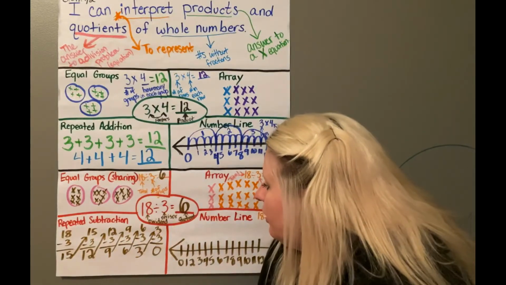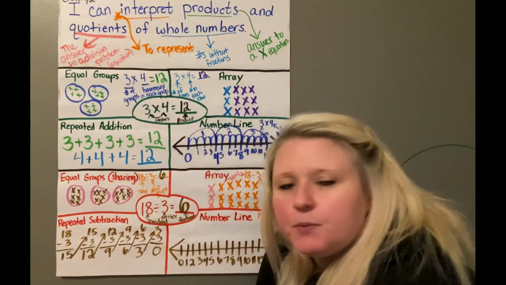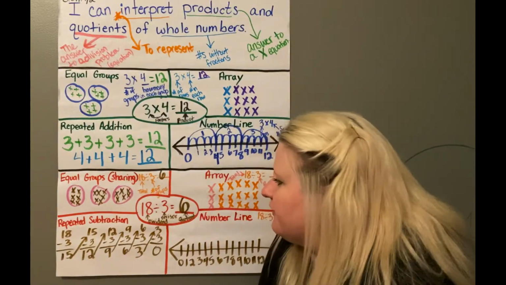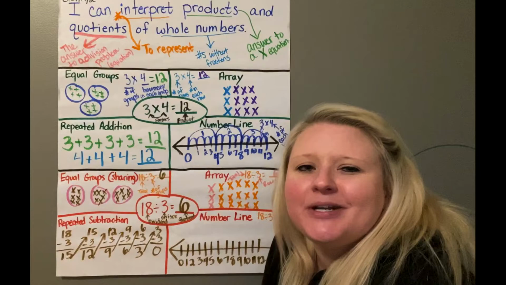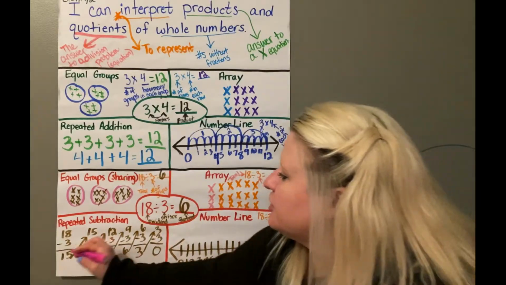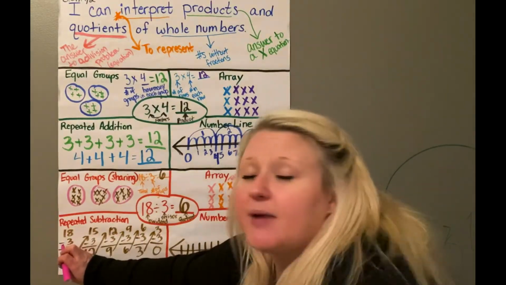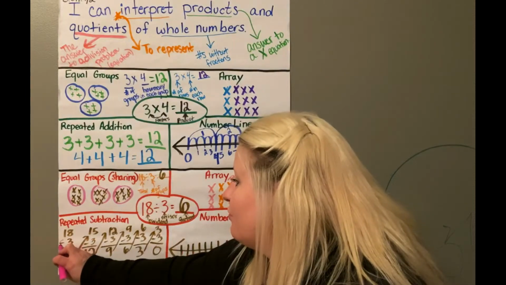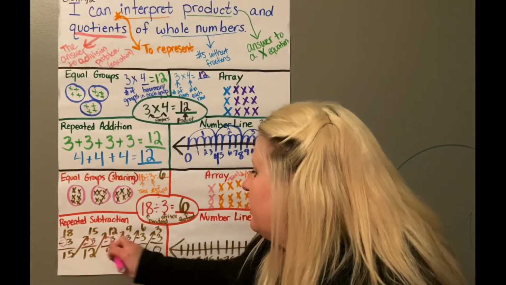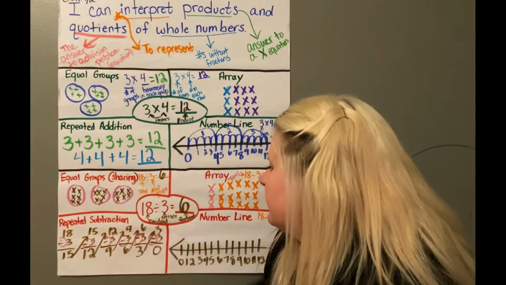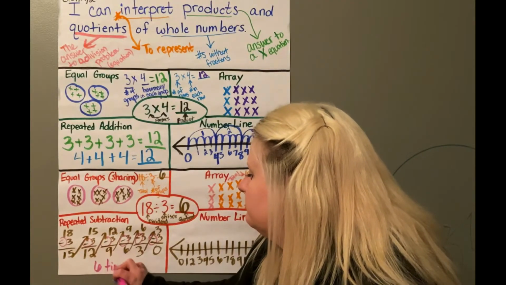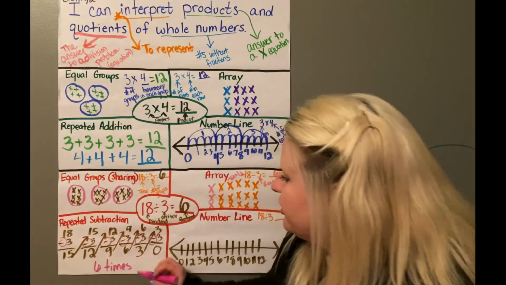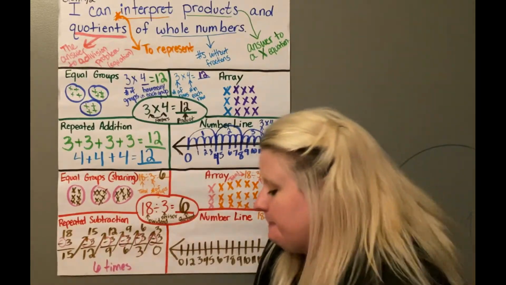All right, well, that's all fine and well, Miss Porter, but how do I get my answer of 6? Well, you're going to add together how many times you subtracted. So I'm going to do that by circling my subtraction signs. 1, 2, 3, 4, 5, 6. I subtracted 6 times. Which is why 6 is your quotient.